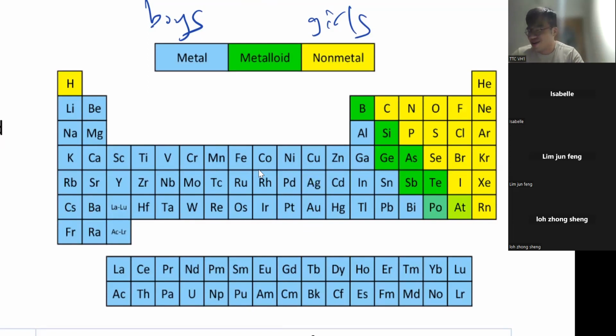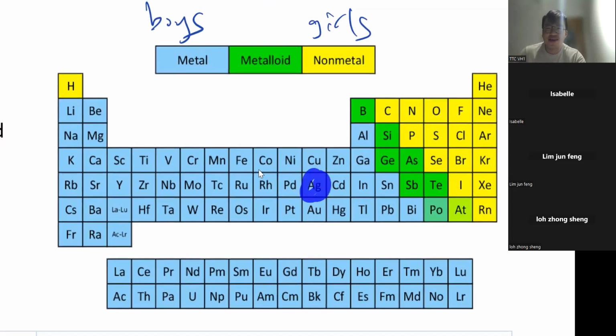Okay, so what is Ag? No, it's not. Ag is silver, yes. Okay, Ag is silver, right? Ag is silver, because it stands for argentum. I think I told you this, right? You know Argentina? Argentina means the land of silver, right? That's why it's called argentum.